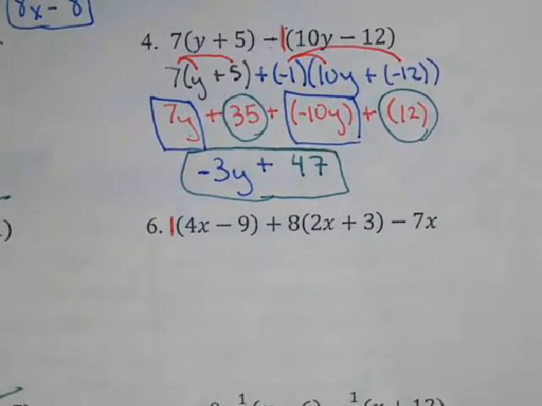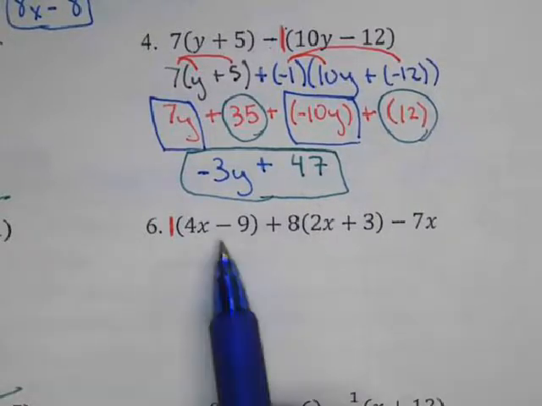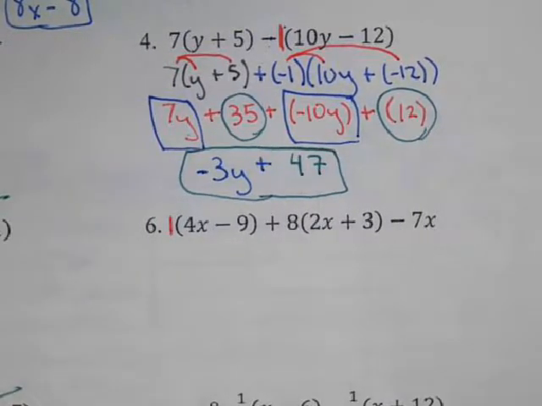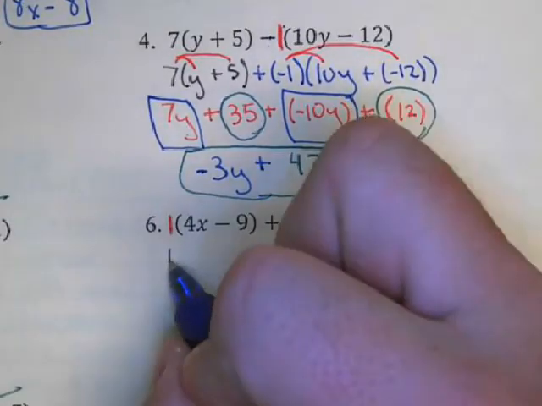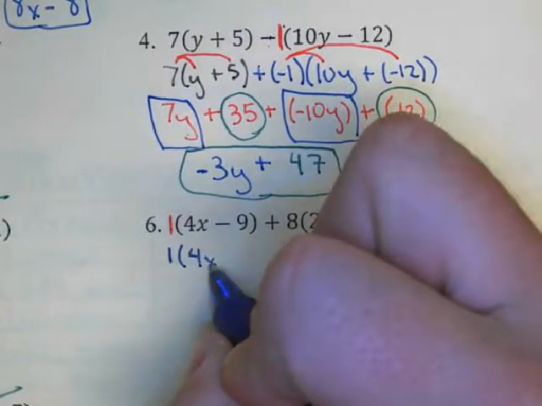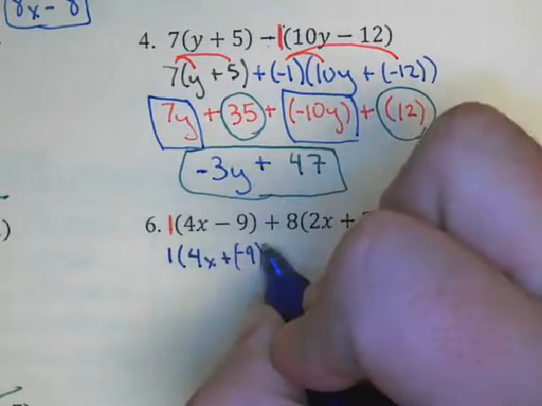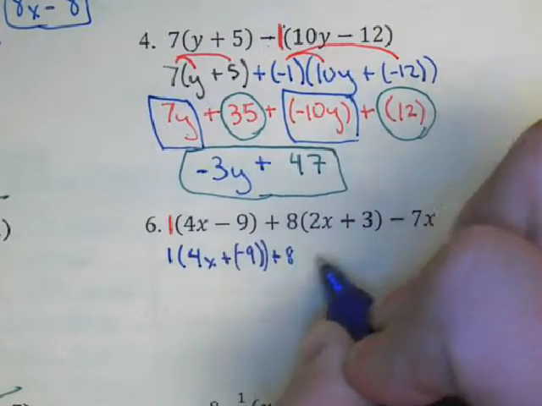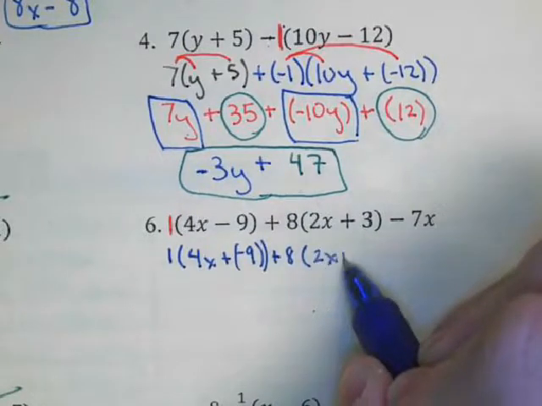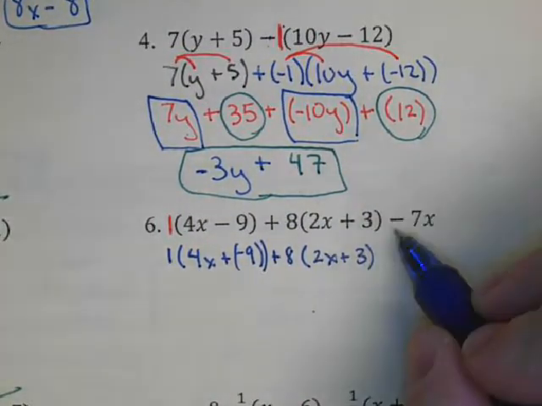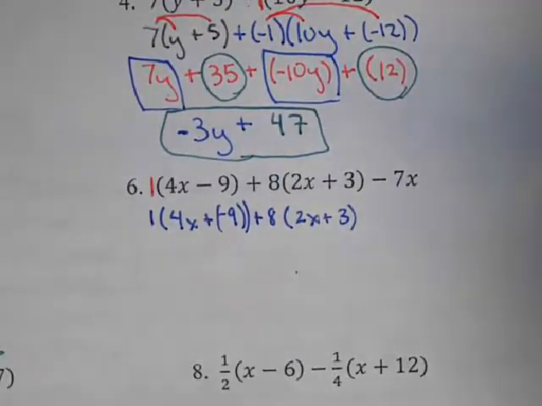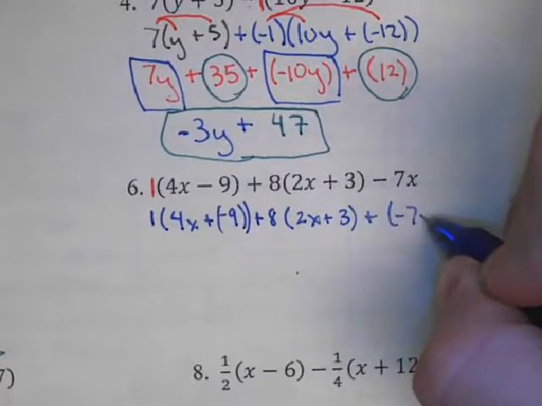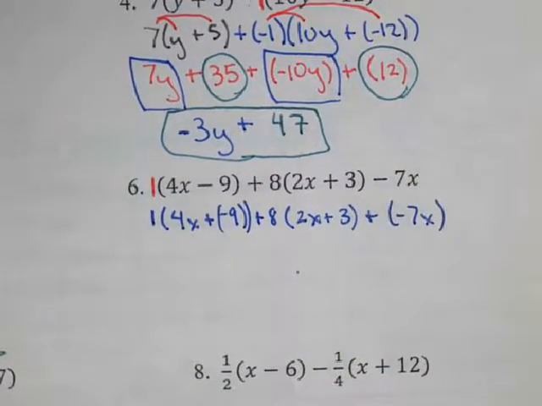Next we'll do our keep, change, change. Do we see any subtraction? I see some subtraction there and subtraction there. So let's do our keep, change, change. So I'm going to have 1, parentheses, 4x plus a negative 9, plus 8, parentheses, 2x plus 3, nothing to change there. And then plus negative 7x, change, change. Okay, that part's done. Next we'll distribute.